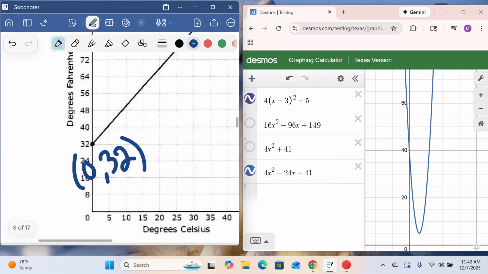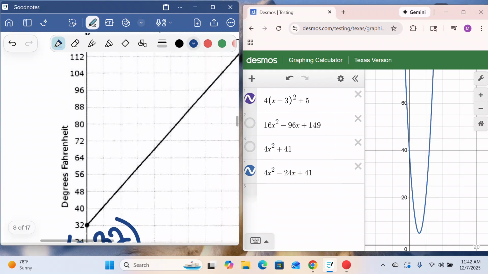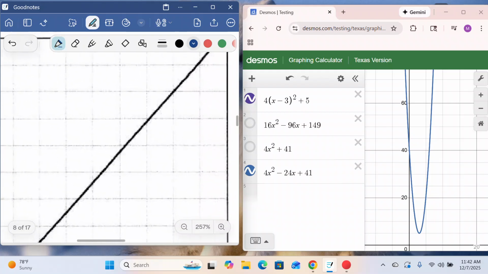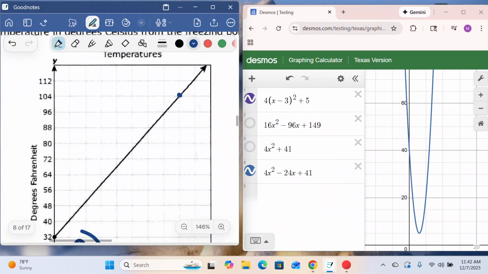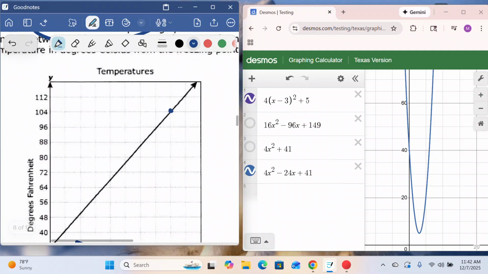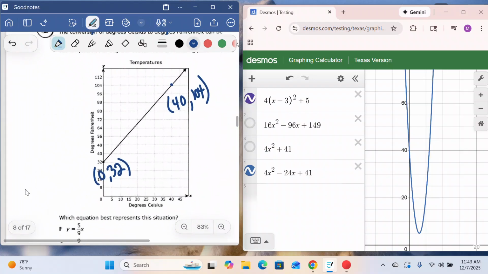Then I want to go and find another point on the graph, so then that way I can put it in my table format. And I like this point because it's kind of close, and sometimes it's not going to be kind of close. So then I see this one is 40 is my x, and then my y is 104. So then I have 40, 104. So then all of a sudden, hey, I have my table, and I can go ahead and input my table.